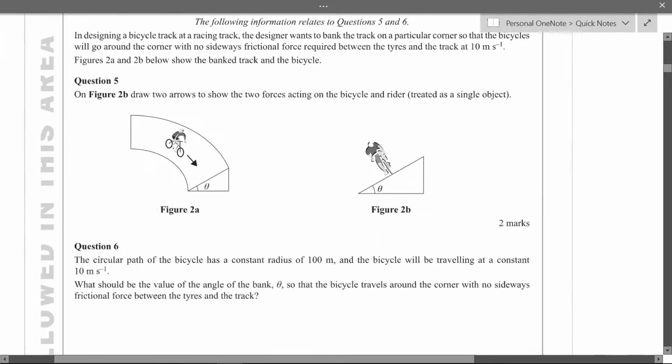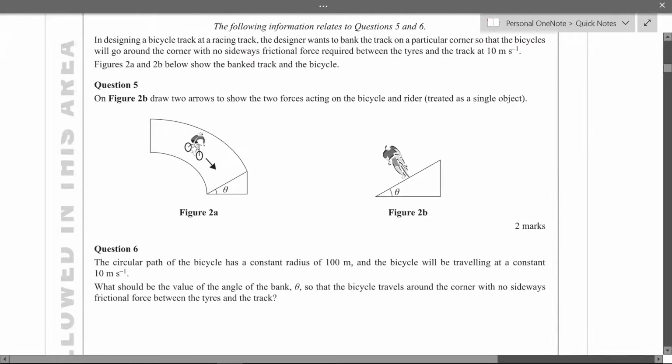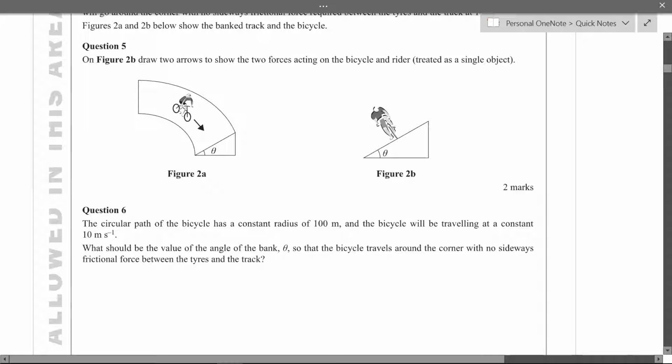So figure 2b is a bicycle and a rider, and question 5 is draw 2 arrows to show the forces acting on the bicycle and the rider. So the only forces right now would be the F weight and the reaction force on the surface. And you don't draw FC because that's the resultant force.